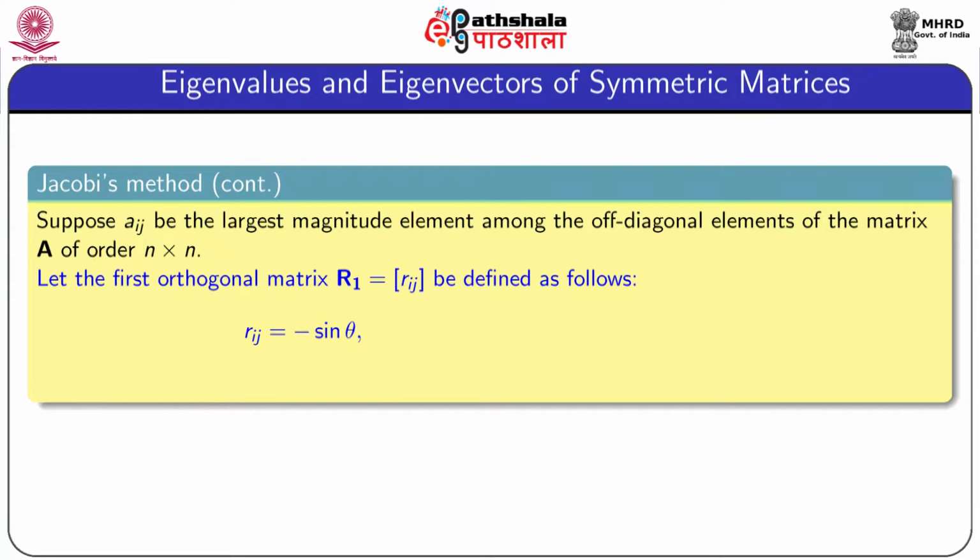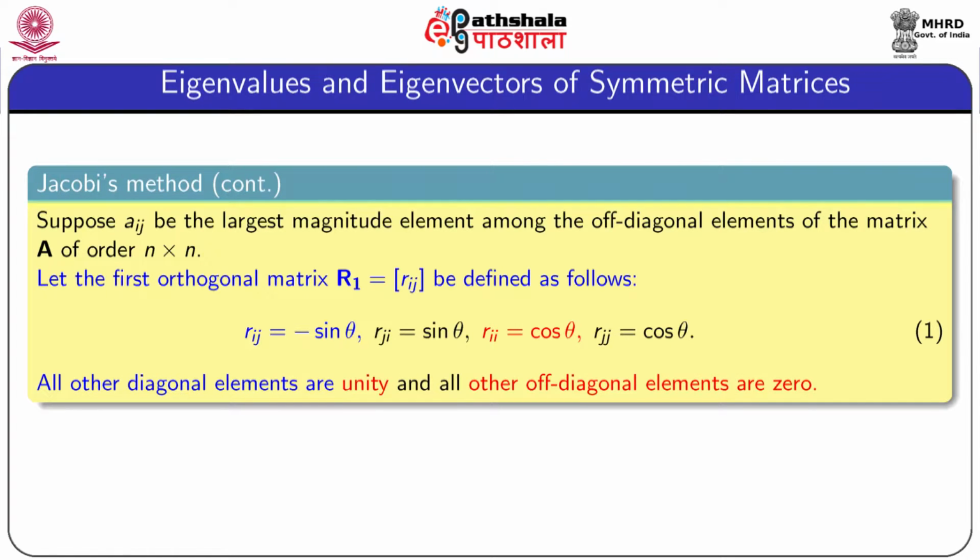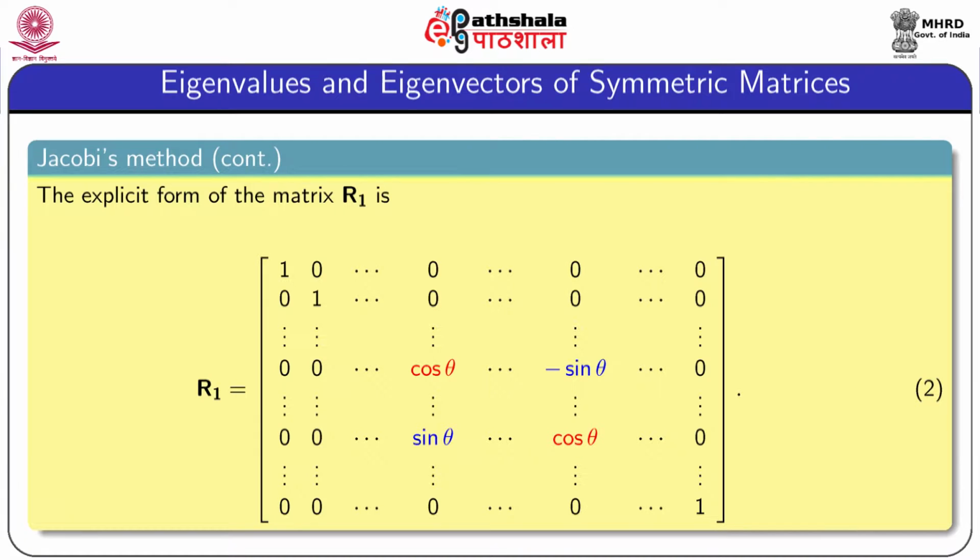Let the first orthogonal matrix R1, where small rij denotes the ijth element of the matrix R1, be defined as rij equal to minus sin theta, rji equal to plus sin theta, rii equal to cos theta, rjj equal to cos theta, and all other diagonal elements are unity and all other off diagonal elements are zeros. So, this is the formula to construct the first rotational matrix R1. In explicit form, the matrix R1 is given by equation 2.